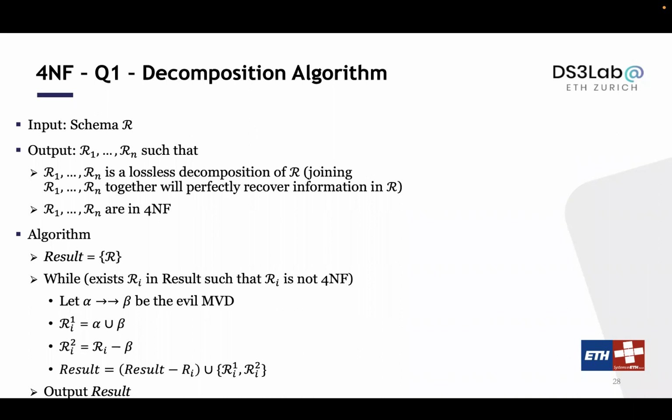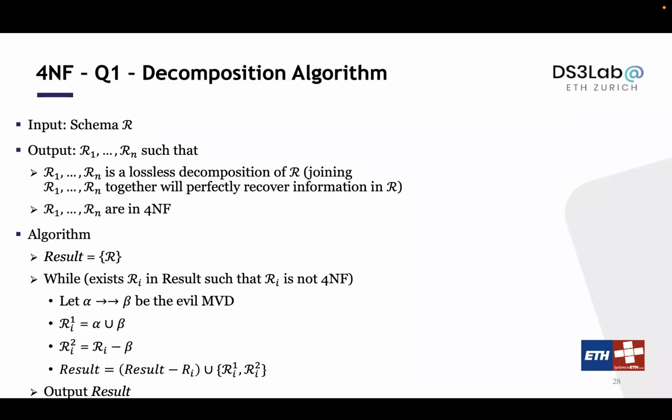So last time we talked about, yeah, so this one will always terminate, right? The same argument will apply here because every single time you decompose it, if you count the number of evil MVDs, that number is going to decrease by at least 1, okay? And because you have a finite number of evil MVDs in the beginning, this algorithm will always terminate. And once it's terminated, it will have a design that's in fourth normal form because otherwise it won't terminate.